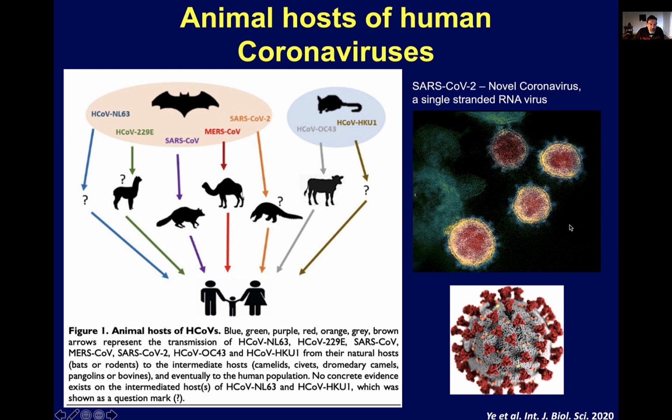On the right here, you can see an electron micrograph of the SARS-CoV-2, which is a novel coronavirus and a single-stranded RNA virus. And this is an artist's rendering of the actual virus particle, showing in red here these spike proteins, which are the proteins used to make their way into cells in the human body, where the virus can reproduce and cause disease and infectiousness.